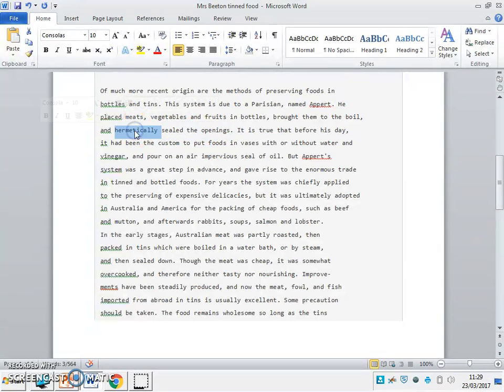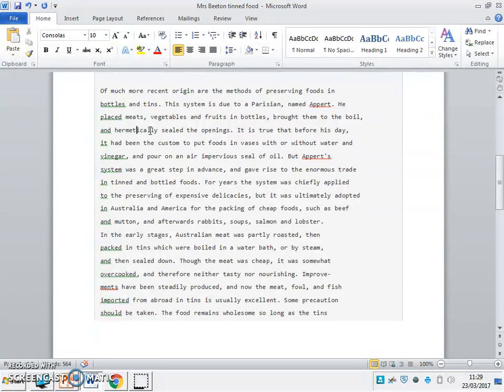So from that we can work out that hermetically must be something to do with sealing out the air and the germs for hygiene reasons. You don't have to have the full scientific explanation. You just have to know that it's just meaning he's really well sealed those openings. Yeah? So he's bottling, he's jarring.